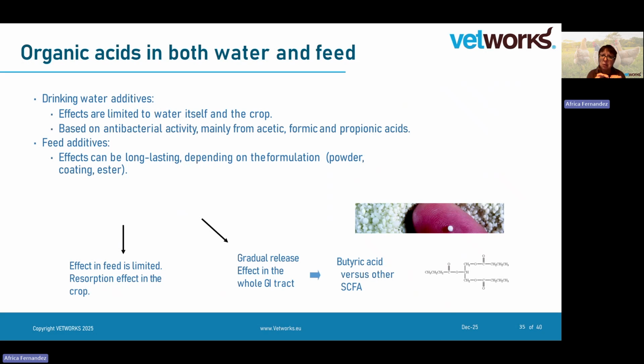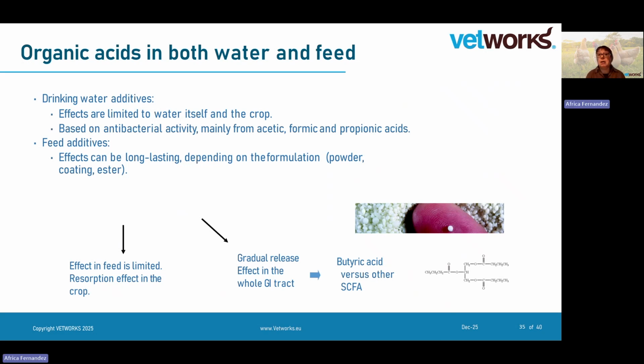But it is very important to consider that these products will only be limited to the crop. Once the acid goes beyond the crop, the digestive system will neutralize it very quickly.